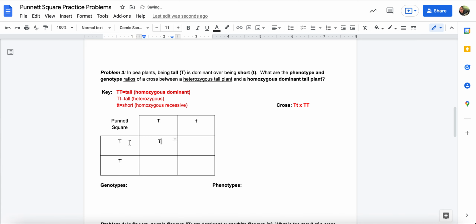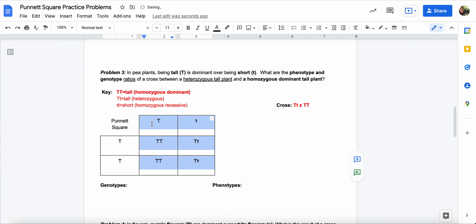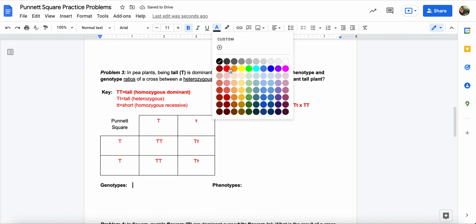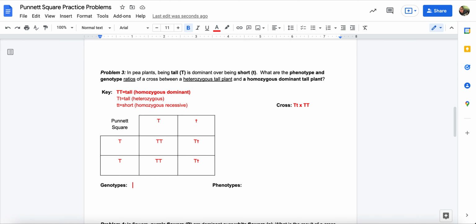Fill it in, we've got capital and capital. We're going to have capital lowercase. This will be capital capital. This will be capital lowercase. Now for the genotypes, we see we have 2 different genotypes. We've got capital T, capital T. There's 1, 2 out of 4, or 50%. Then we also have capital T, lowercase t, which is 2 out of 4, or 50%.